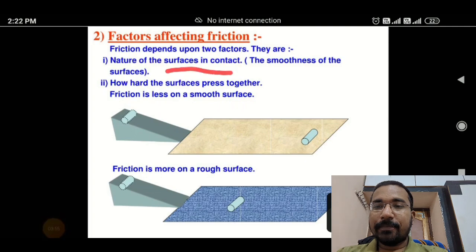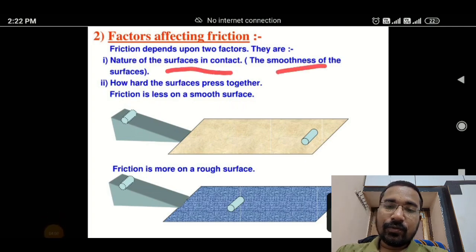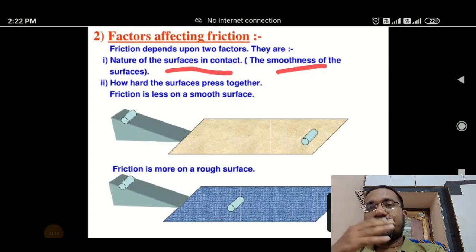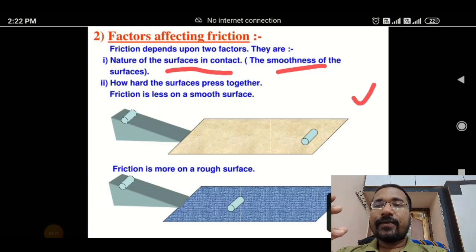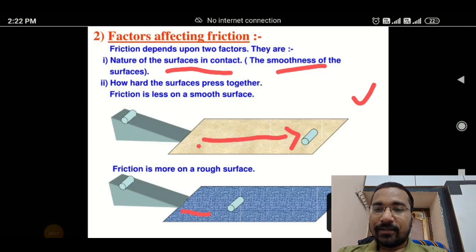So friction depends on two factors. What are the factors? First, the nature of the surface of contact. If the surface is smooth, like ice, you can just slide on it. And if there is a rough surface, you have to push harder. Like here, it is the first example.